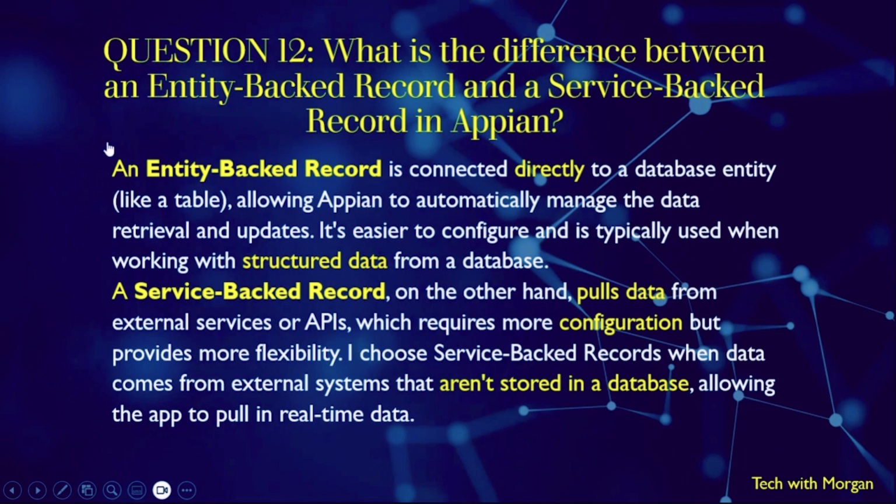Question 12. What is the difference between an entity-backed record and a service-backed record in Appian? An entity-backed record is connected directly to a database entity, like a table, allowing Appian to automatically manage the data retrieval and updates. It's easier to configure and is typically used when working with structured data from a database. A service-backed record, on the other hand, pulls data from external services or APIs, which requires more configuration but provides more flexibility. I choose service-backed records when data comes from external systems that aren't stored in a database, allowing the app to pull in real-time data.